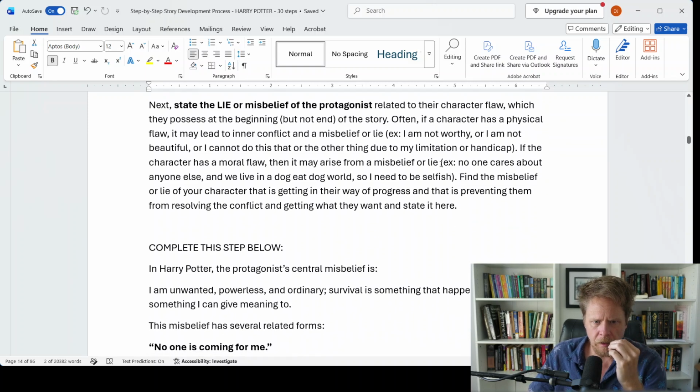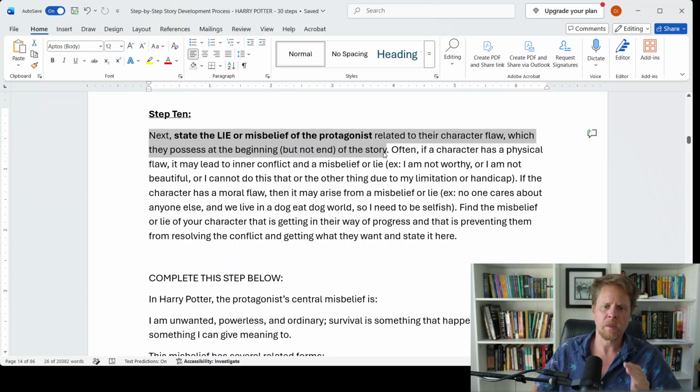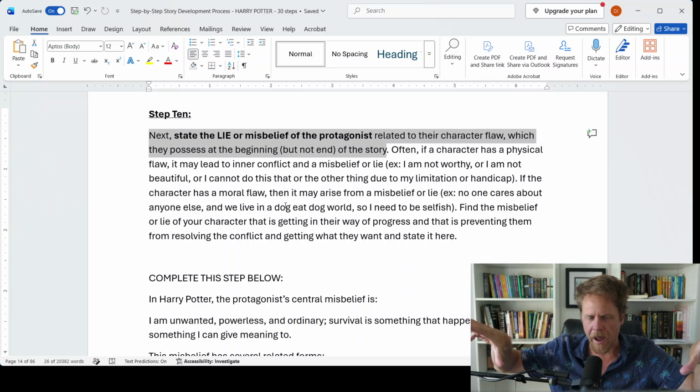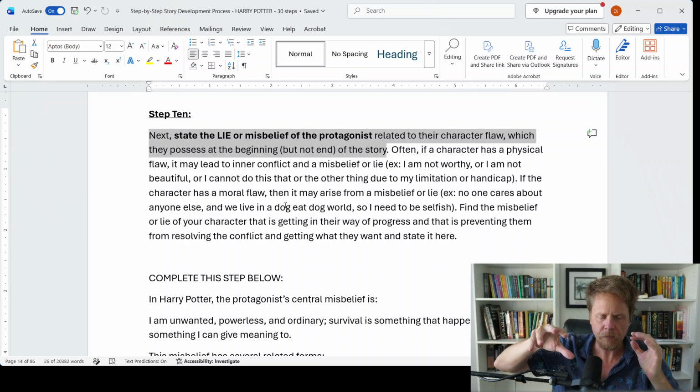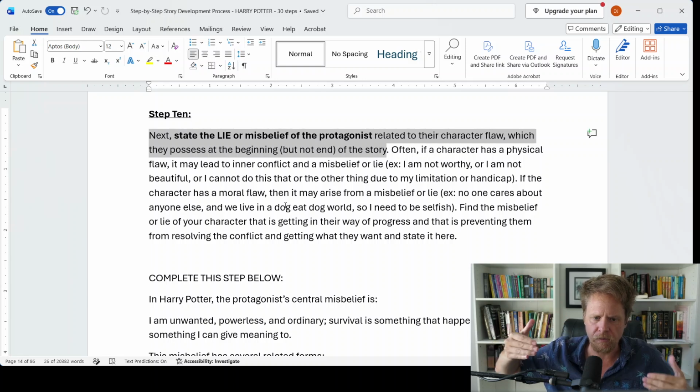I'm going to read this step 10 to you. So next, state the lie or misbelief of the protagonist related to their character flaw, which they possess at the beginning, but not the end of the story. So again, the misbelief is related to both your character flaw and the character arc. Your protagonist is going to have some misbelief either about themselves or the world that they inhabit at the beginning of the story. And we want that misbelief to get in the way of their ability to overcome the main central conflict of the story.